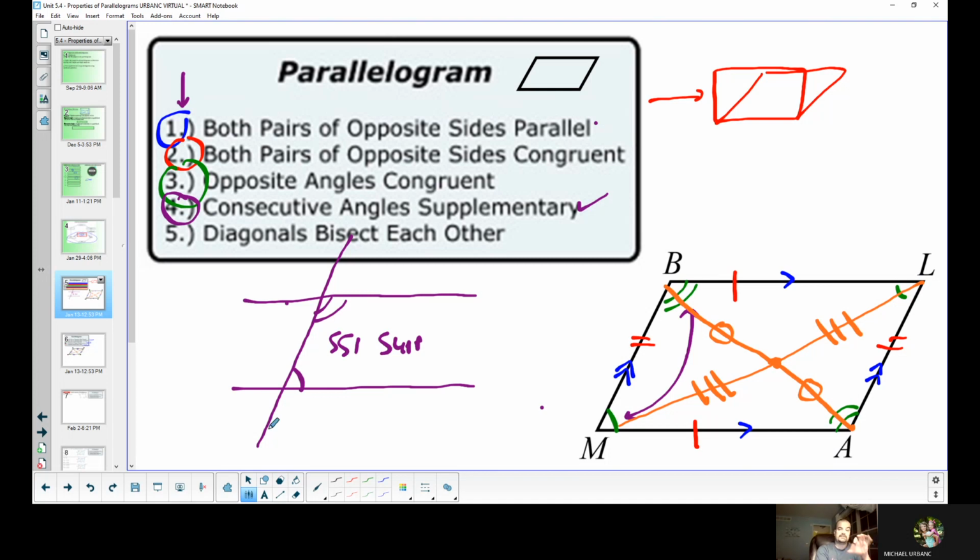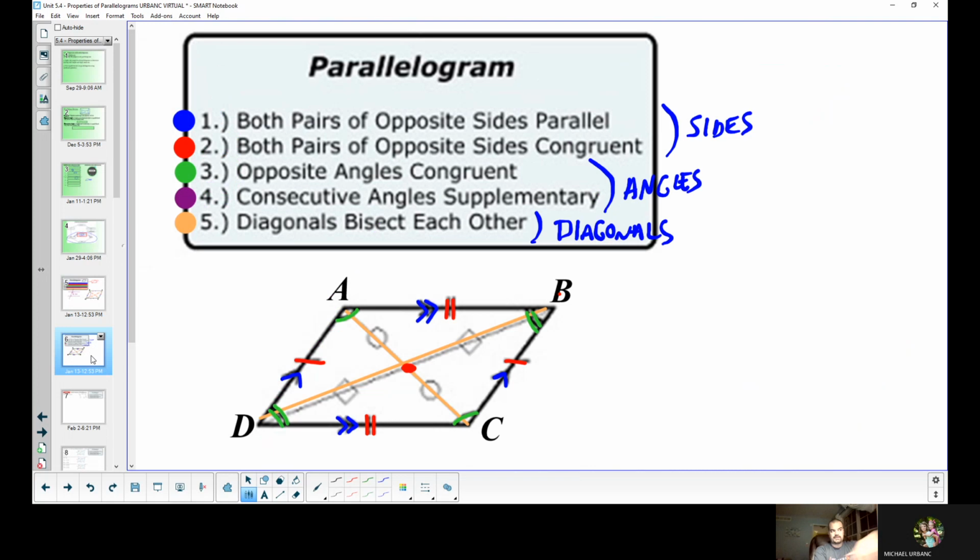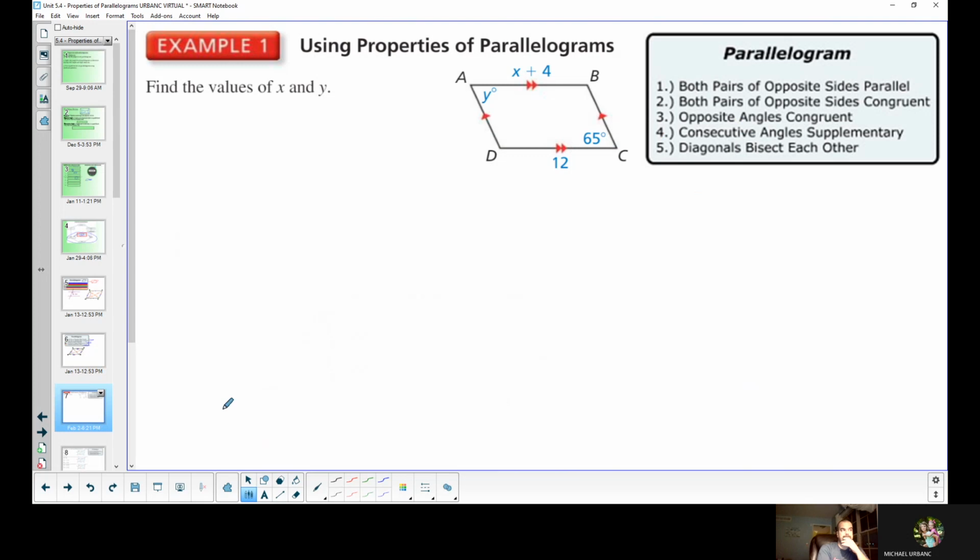If you still feel a little iffy, or if you want to see some examples, I'm going to go ahead and walk you guys through 2 examples. And so on this slide here, this is just the 5 properties. One of the little tricks you can use to memorize these is of the 5 properties, 2 of the properties are related to sides, 2 of them are related to angles, and then 1 is related to diagonals. So that may or may not help you guys remember all 5 properties there, but definitely something you want to memorize. So example number 1.